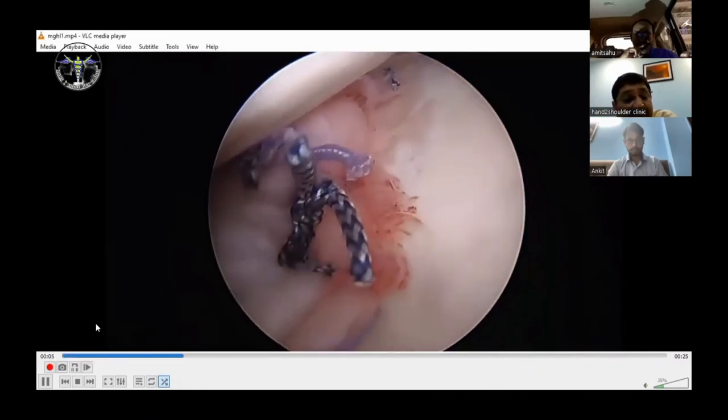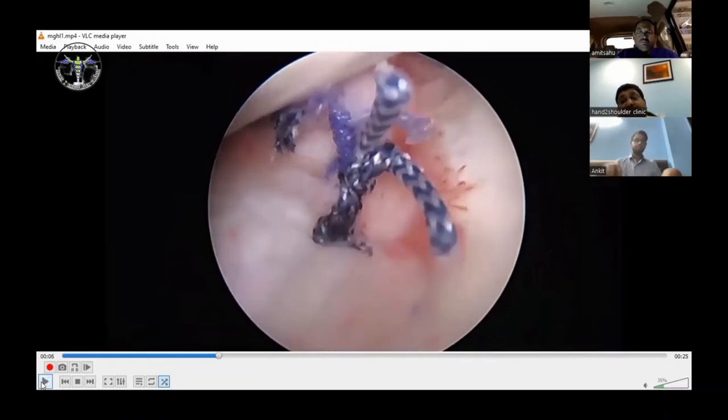So this is how, I'll pause it, you can see the anterior gap. There's nothing now. This is the old capsulolabral tissue, which has come very near the glenoid to give the stability.